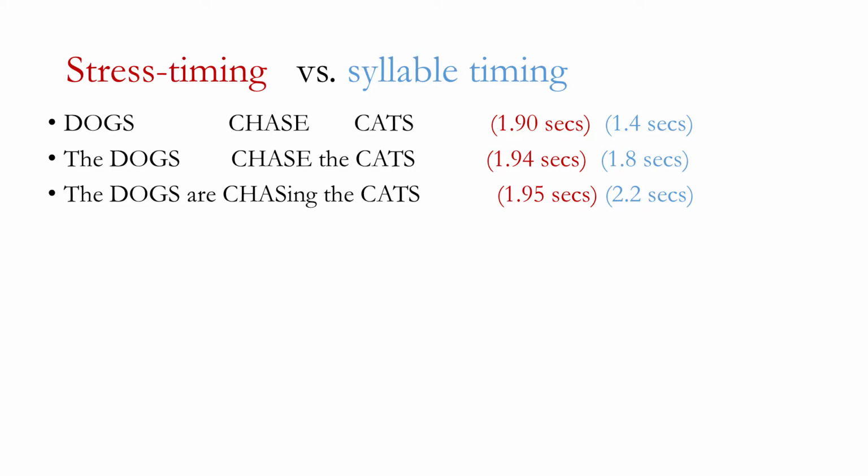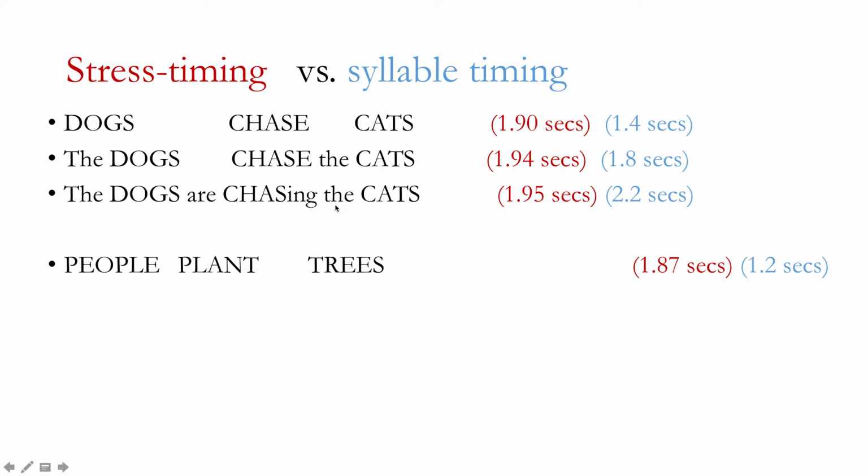But then as I add in these extra syllables, I'm actually pronouncing each of these syllables. "The dogs are chasing the cats." That will take me 2.2 seconds to say, so much longer than it would for a native English speaker, because I'm actually trying to pronounce fully each of those syllables. I'm giving each of those syllables a beat. It gets even worse. "People plant trees."